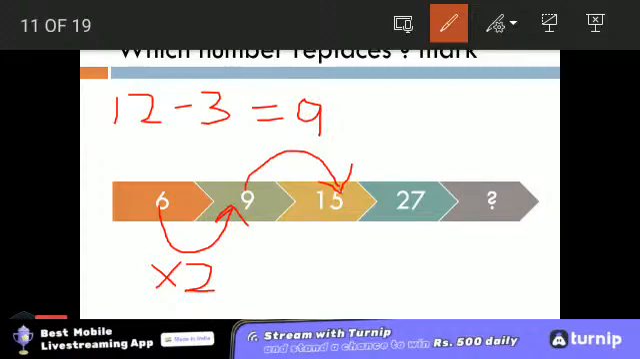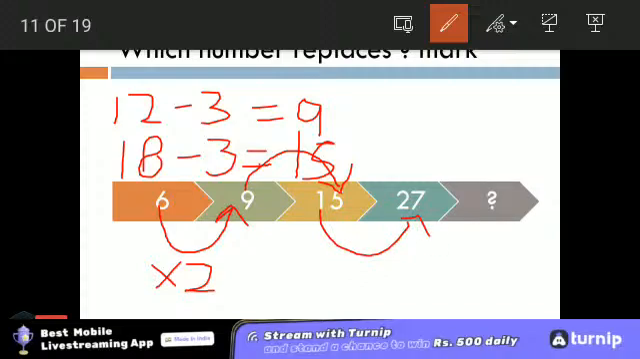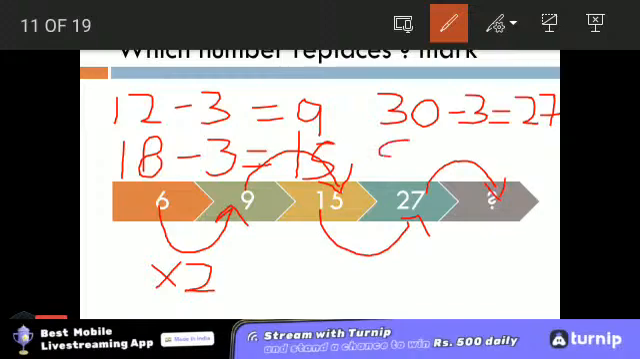Now for moving 9 to 15, again I have doubled 9. 9 to the 18. 18 minus 3, what? 15. Next, for getting 27, I have again doubled what? 15. 15 to the 30. 30 minus 3, 27. Now the next one, I have again doubled up 27. 27 to the 54. 54 minus 3 is the 51.